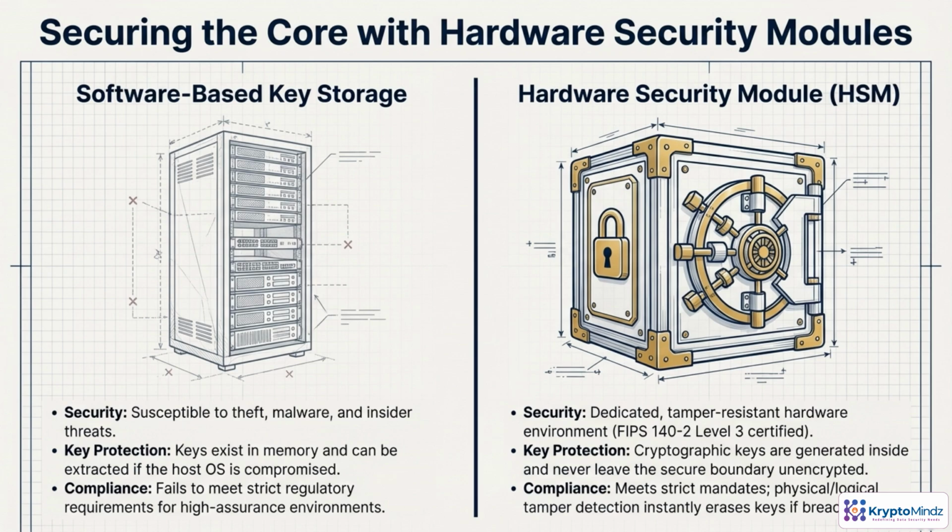When you design PKI for AD CS or ADFS, the single biggest decision is where your private keys live. Software-based key storage keeps keys on a regular server. It's convenient and cheap, but if that host is compromised, malware or an insider can extract your CA or token signing keys from memory or disk, often a major compliance red flag. A hardware security module is purpose-built to solve this. Keys are generated and stay inside tamper-resistant hardware, often FIPS validated. If someone tries to open or modify it, the device wipes the secrets. For internet-facing federation or high-assurance keys, HSMs move from nice to have to non-negotiable.